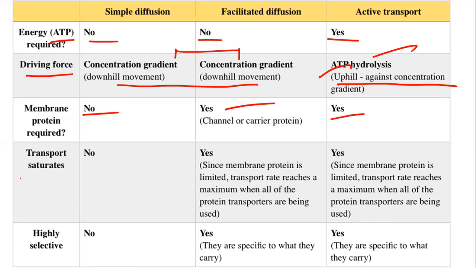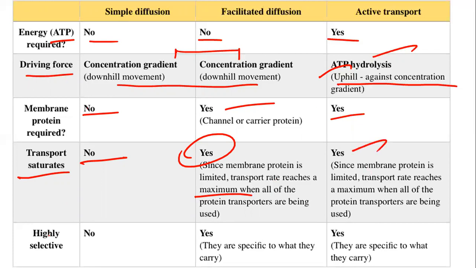Next one, transport saturation. Is there saturation in simple diffusion? No, it won't happen, because diffusion is for small distances and small amounts, so it keeps on diffusing. But in facilitated diffusion, it keeps progressing and reaches the maximum level. Until then it keeps happening. Active transport is also the same case.